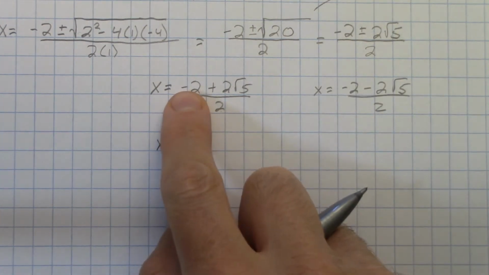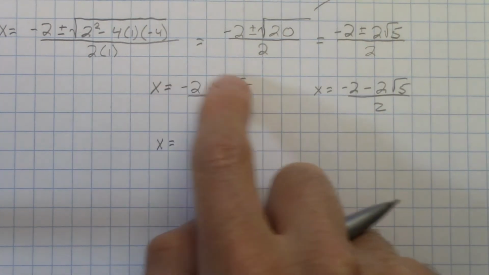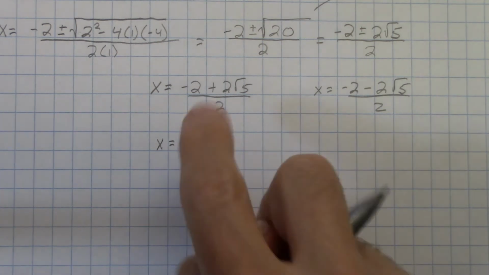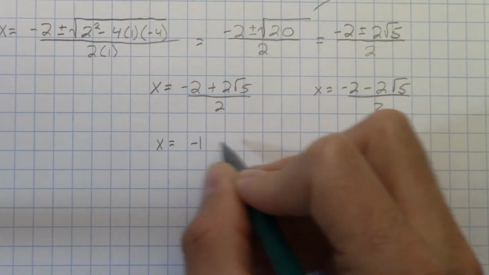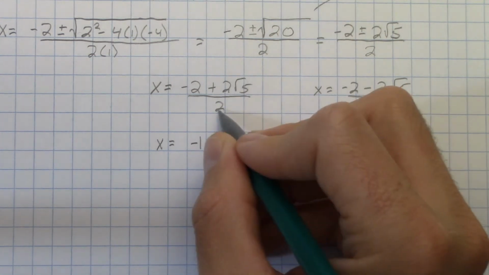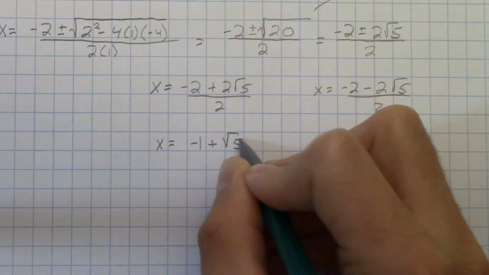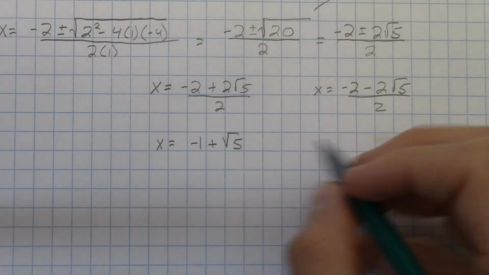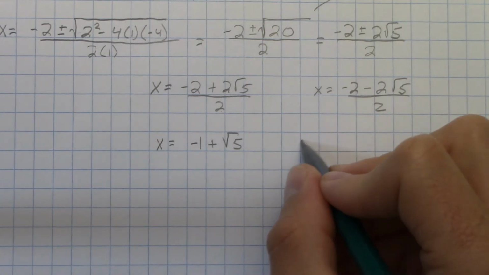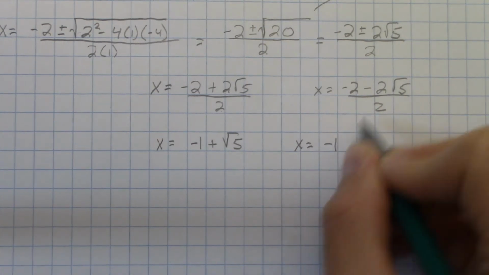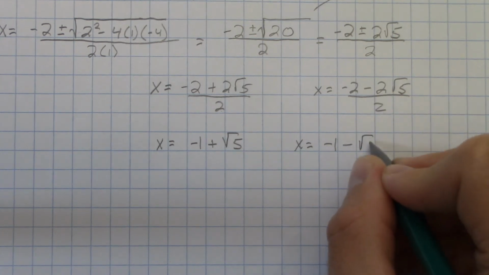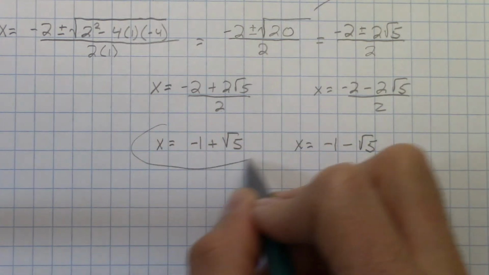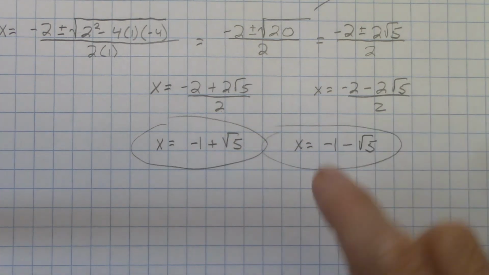So -2 over 2, and all of these in the numerator can be divided by 2. So I'm going to divide each piece by 2. The -2 divided by 2 is -1, and then I have plus 2 divided by 2 is 1, square root of 5. -2 divided by 2 is again -1, and then this 2 over 2 is 1 as well, so it's going to be minus root 5. And these are our two roots, or zeros.